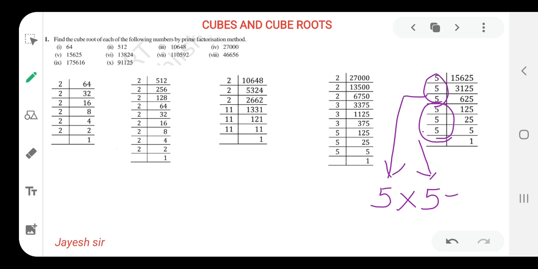So what is our answer? 5 into 5 is 25. So the cube root of 15625 is 25, as the cube of 25 is 15625. So in this way we have solved 5 sums. I hope you all might be getting it, friends.